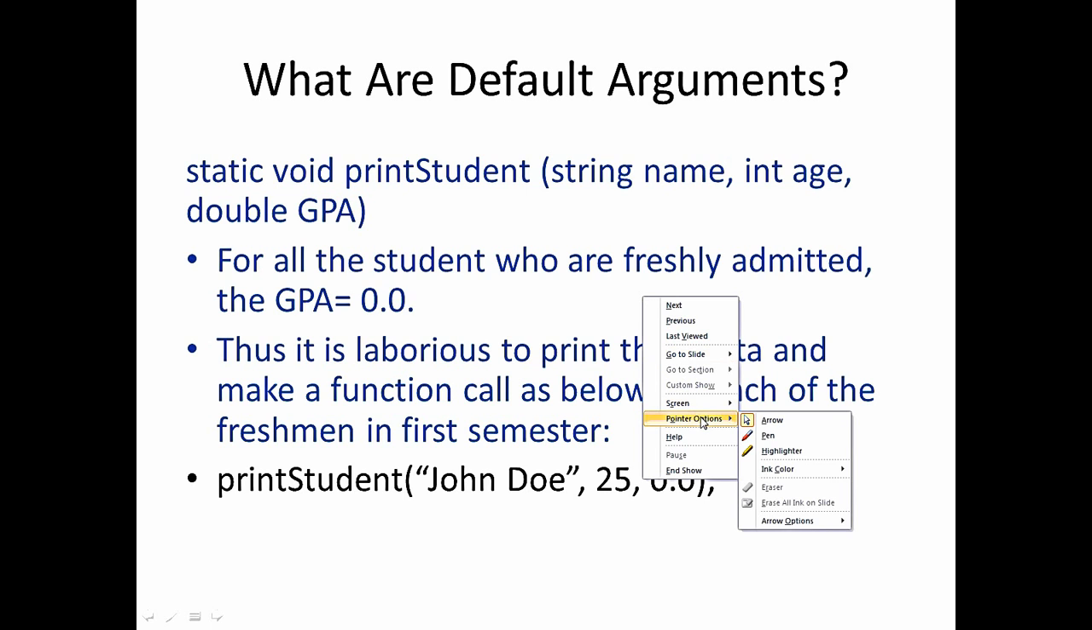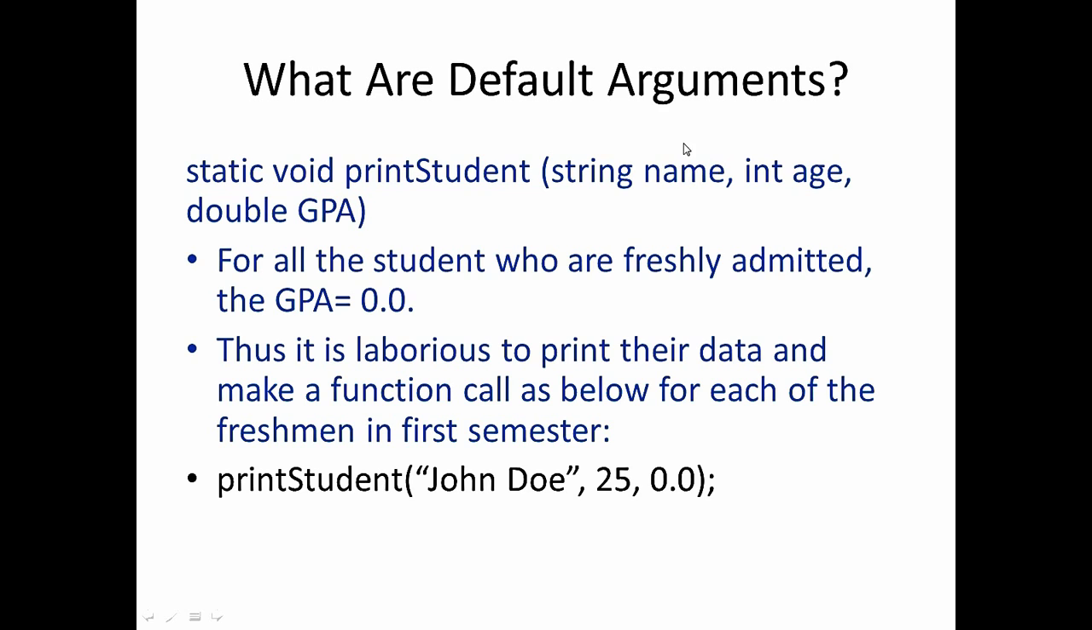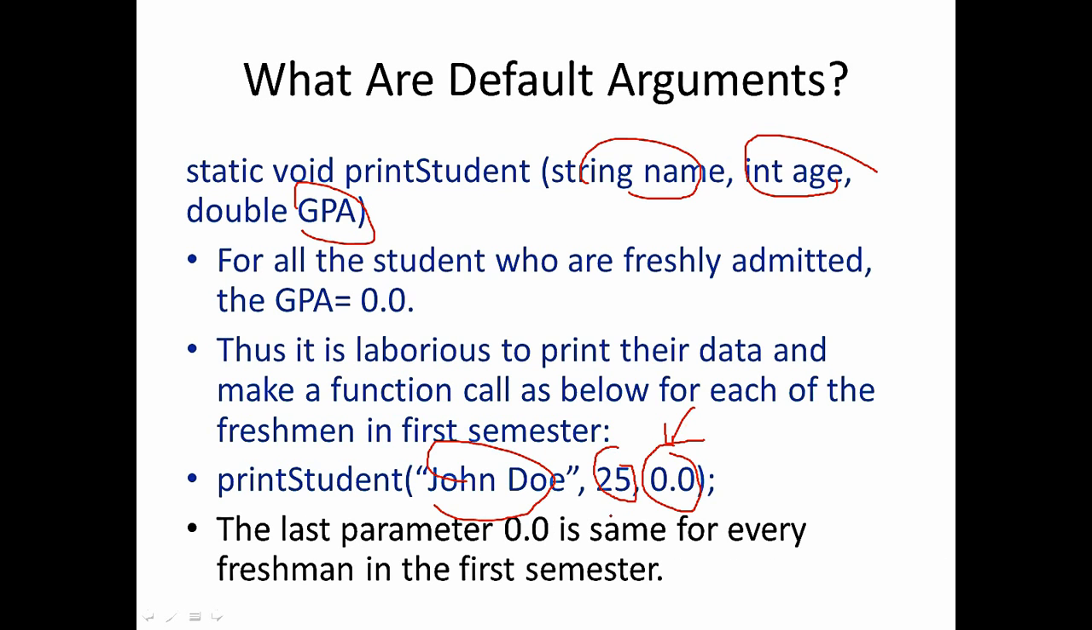So I can use some pointers here. This one must match with this. There's a match between those two, and there has to be a match here, and there's got to be a match for the GPA. But this is the same for every student who has been freshly admitted in the first semester and is a freshman. So the last parameter, 0.0, is the same for every freshman in the first semester.